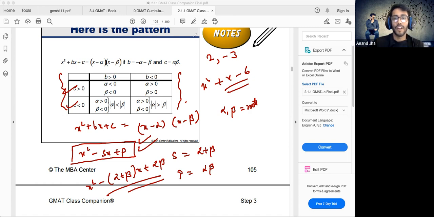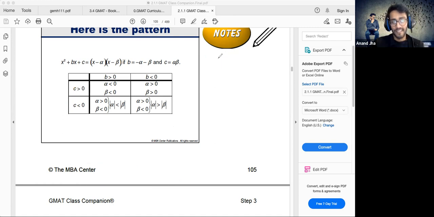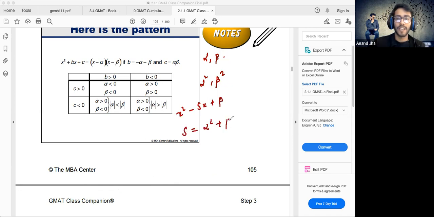Clear? Now, sometimes they do ask: if the roots of the original equation are alpha, beta, find a quadratic equation whose roots are alpha square, beta square. So again, I have just told you the trick. I'll write s equals alpha square plus beta square, and p I'll take as alpha square beta square, which is nothing but alpha beta whole square.